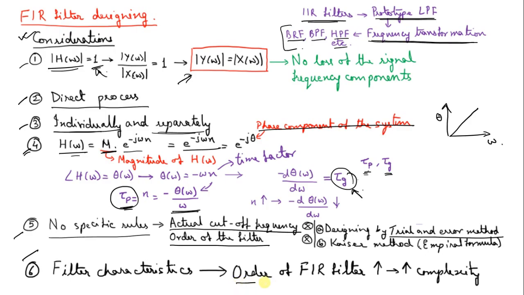Now, filter characteristics. Herein, the order of the filters is quite high. The order of the filters is usually say 50 or 100 or 150. It is usually more than 50 order. And since the order of the filter is quite high, the computational complexity is also very high.